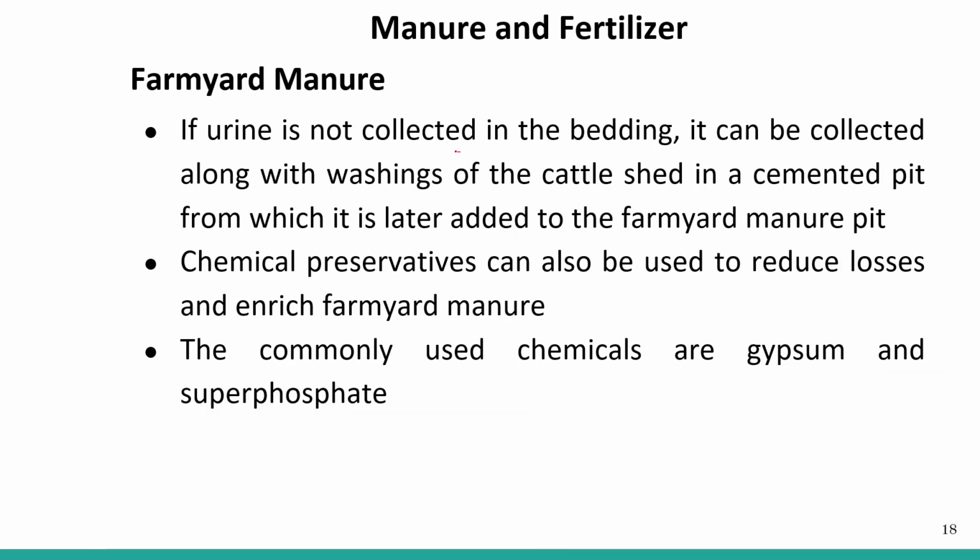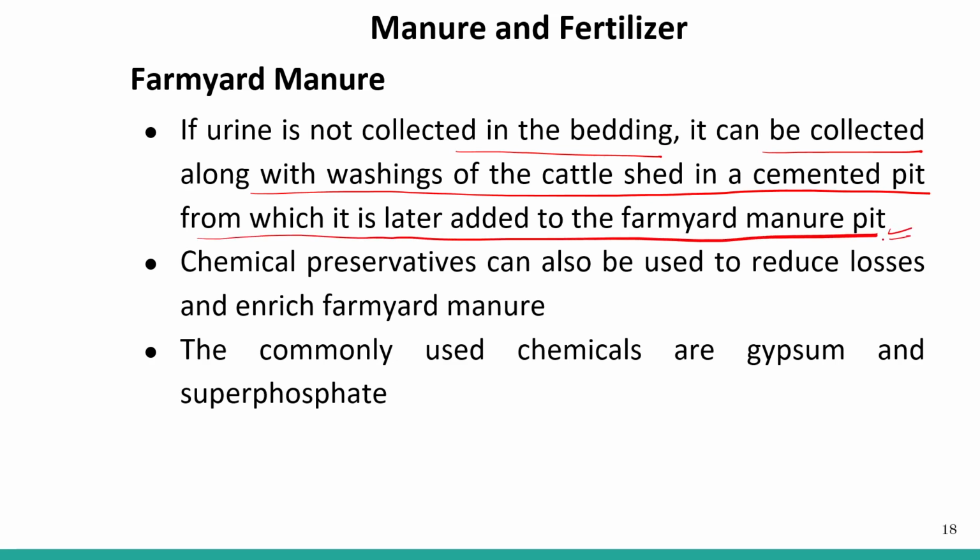If urine is not collected in the bedding, it can be collected along with the washing of the cattle shed in a cemented pit, from which it is later added to the farmyard manure. So this can also be an alternate step: if we are not making a bedding, which we just discussed in the previous slide, then we can wash our cattle shed, which also contains their urine. So the washed water as well as the urine can be collected in a cement pit and later added to the farmyard manure pit.